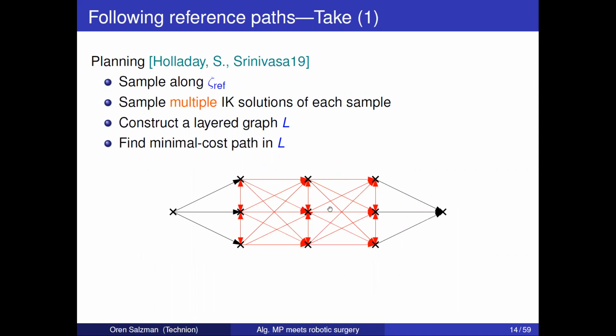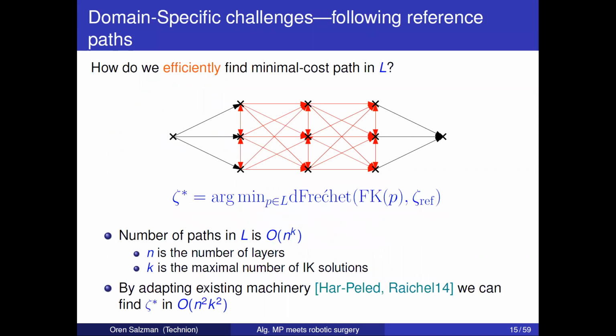So we can redefine our optimization problem as we're going to look at all paths in our layered graph. For each one, we're going to compute its forward kinematics. Then we can compute the discrete Fréchet distance with the reference path and choose the one that minimizes this distance. And if we do things naively, it's a mess, because if we have n layers and k paths, we can't run Dijkstra's algorithm on this graph because our distance metric is defined over paths.